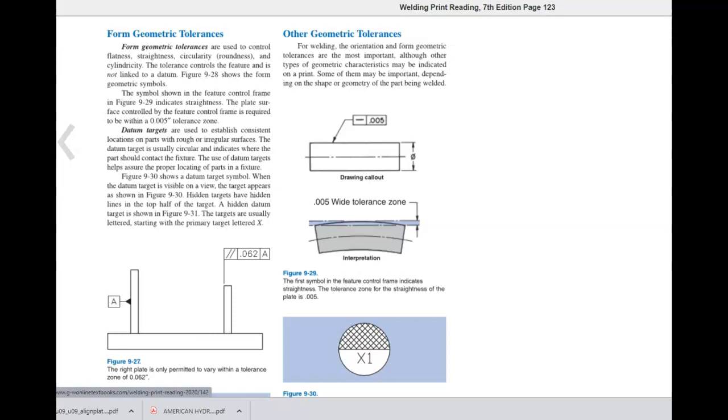Datum targets are used to establish consistent locations on parts with rough or irregular surfaces. The datum target is usually circular and indicates where the part should contact the fixture. The use of datum targets helps assure the proper location of parts in a fixture. Figure 9-30 shows a datum target symbol. When the datum target is visible on the view, the target appears as shown in figure 9-30. Hidden targets have hidden lines in the top half of the target. The hidden datum target is shown in figure 9-31. The targets are usually lettered, starting with the primary target lettered X.